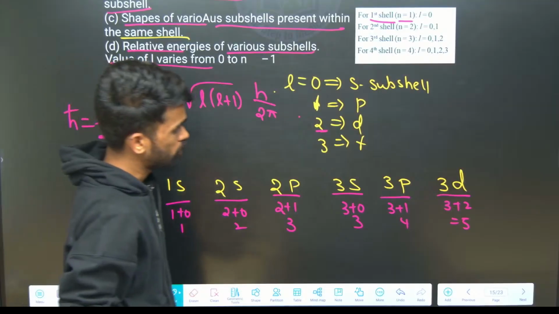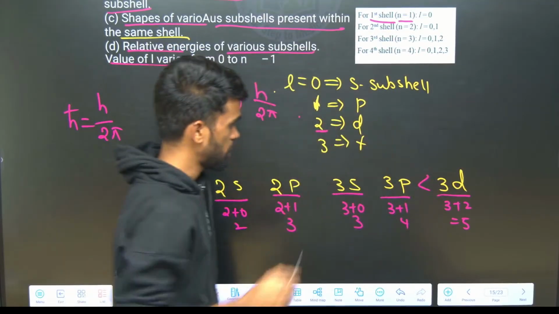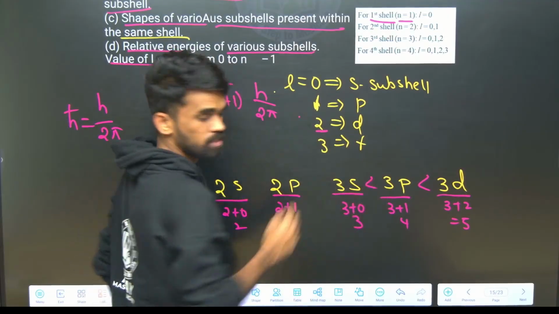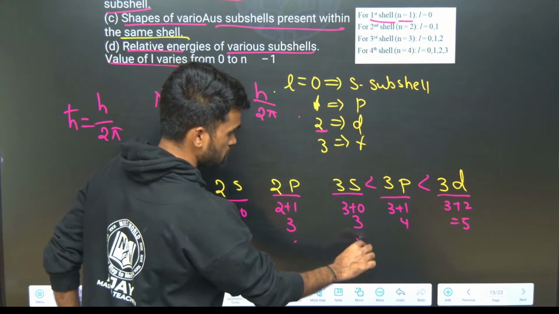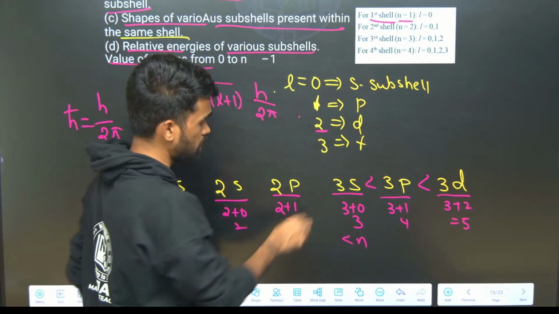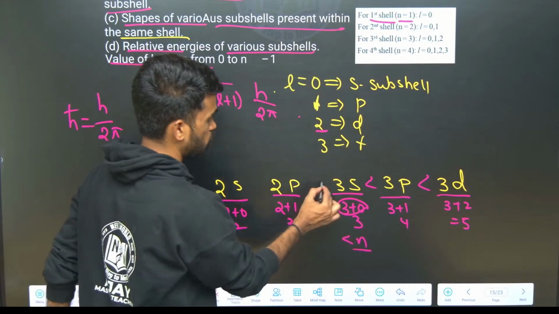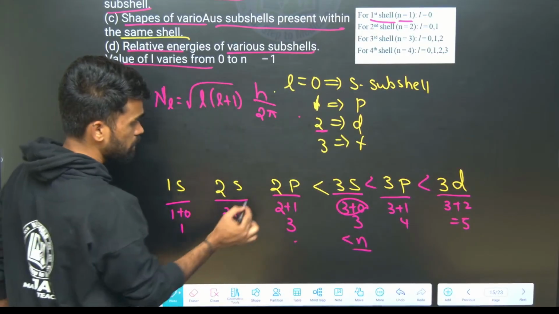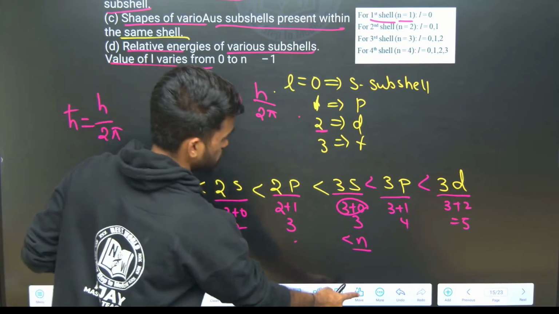So now which is having the highest n plus l? 3d. That will be higher in energy. Now here again 3p. In this case n plus l is the same, but the n value here is greater than here. So if n plus l is the same, consider the n value. Therefore it will be higher energy. Okay, hope this is clear.